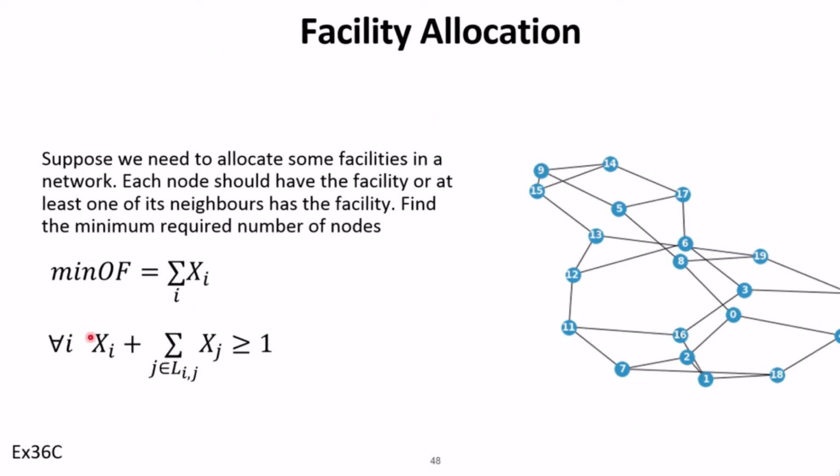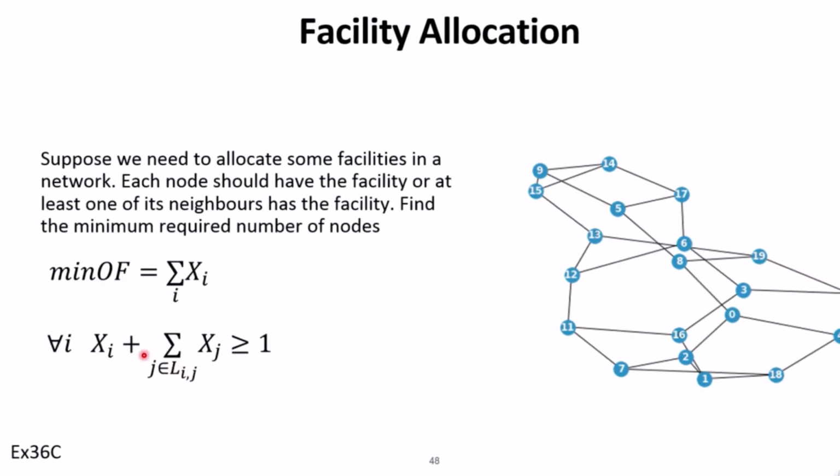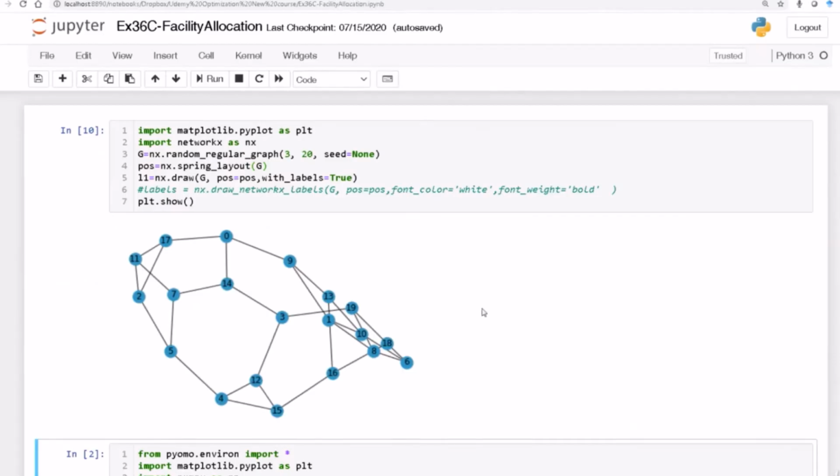and for each i, xi plus the summation of xj should be bigger than 1, but the summation of xj is done in a specific way, only those j's that are connected to i. So we are doing the summation over the neighbor nodes. Okay, so let's have a look at the code.